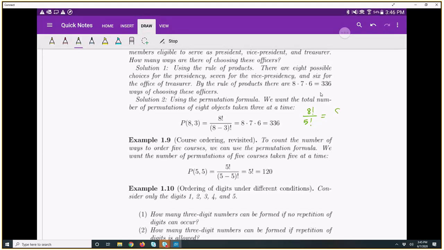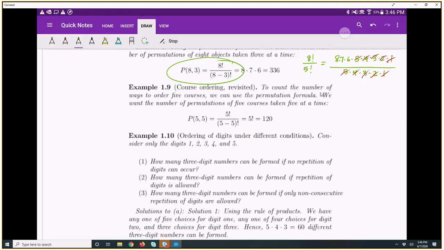8 times 7 times 6 times 5 times 4 times 3 times 2 times 1 divided by 5 times 4 times 3 times 2 times 1. So doing my cancellation, I clearly get that it's 8 times 7 times 6, the same number. So these are the same method, and it's often just going to be a little faster and easier to think of it this way.